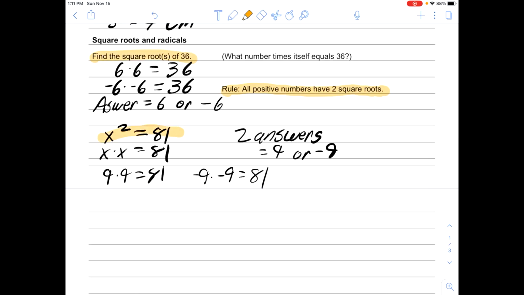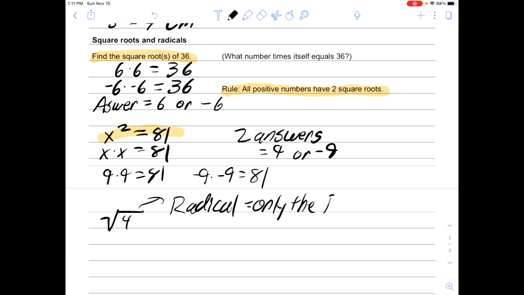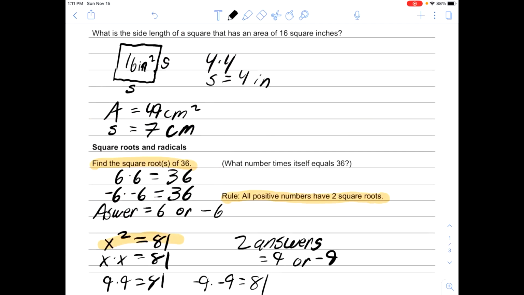Now, where things get a little trickier is when we use what's called a radical. So, for example, if you had this problem, that symbol is called a radical. And it means we want only the positive square root. The reason for that goes back to looking at our squares. When we have squares, we knew up here that the answer was 4 and not -4 because a distance, a length can't be negative.